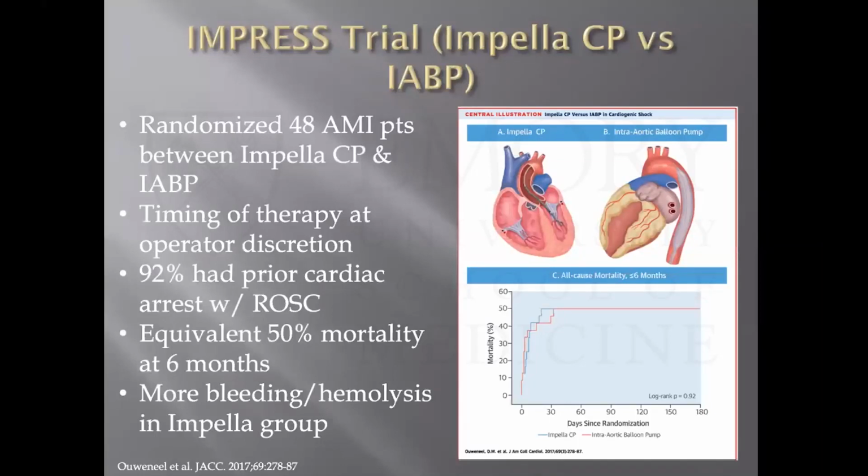Now, as I mentioned, there's not great data, but there's been a little bit of data comparing Impella versus balloon pump, and the signals they show are actually very interesting. These are, again, small sample sizes. Timing of therapy was at operator discretion, but mortality was pretty much the same. What they saw was that there were more complications, such as bleeding, vascular complications, hemolysis, in patients who get Impella. So just because you're getting more cardiac output with an Impella doesn't mean that these patients are just going to do better by default. There are other problems that come around with the use of Impella.